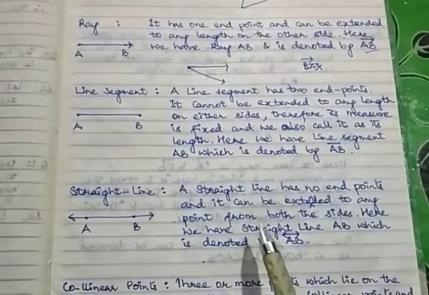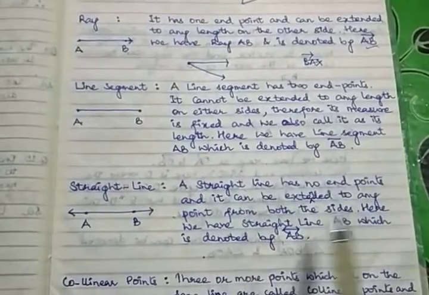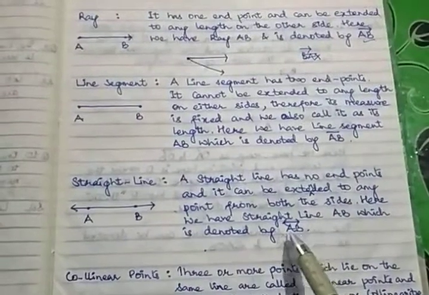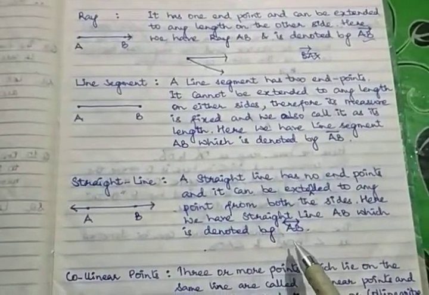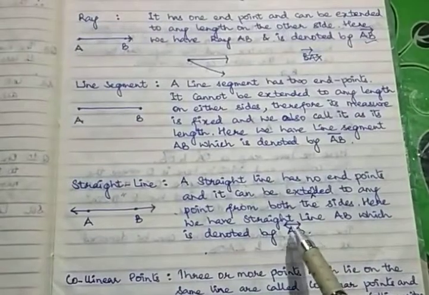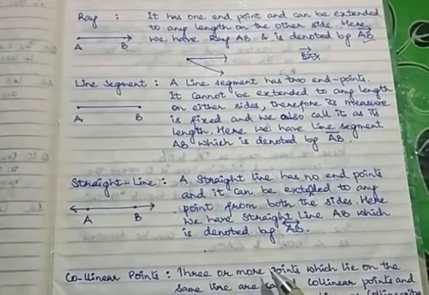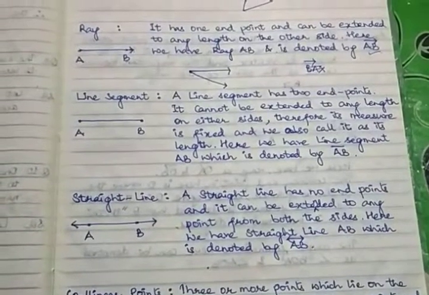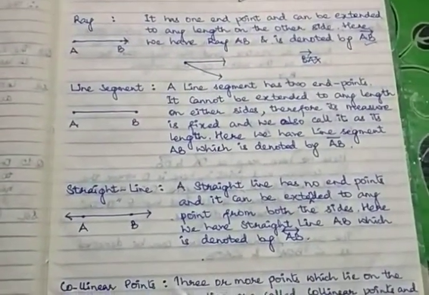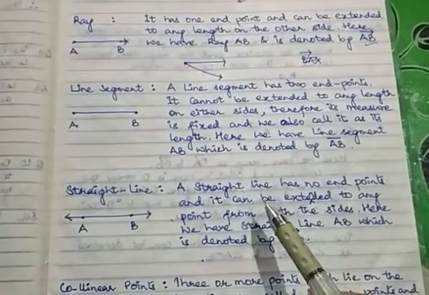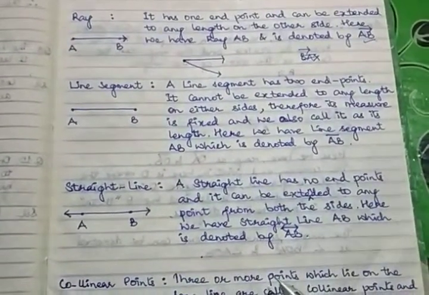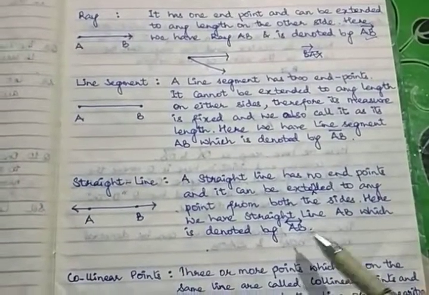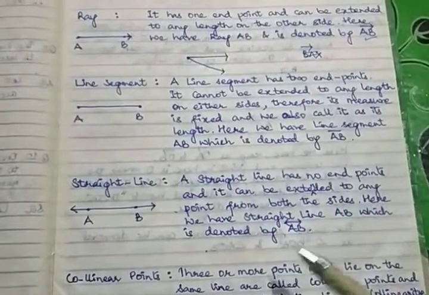A straight line has no end points and can be extended to any length on both sides. Here we have straight line AB, denoted by AB with an arrow sign moving towards both sides on top of AB. That means it does not have any fixed length. As soon as it says it can be extended to any length, it does not have any fixed point. For example, if I tell anyone to just draw a straight line, I may get 10 different results or 20 different results.